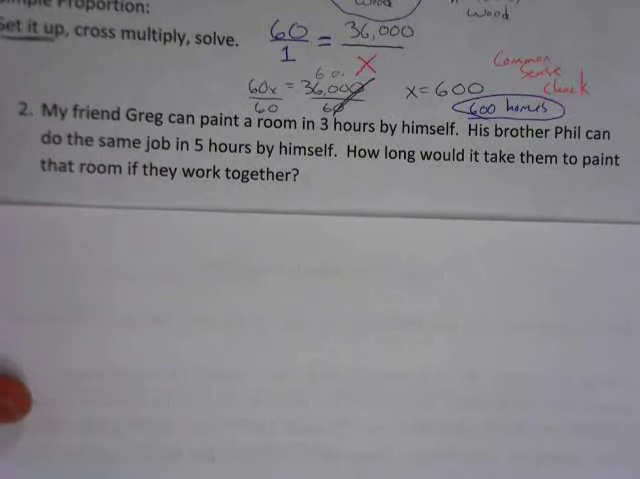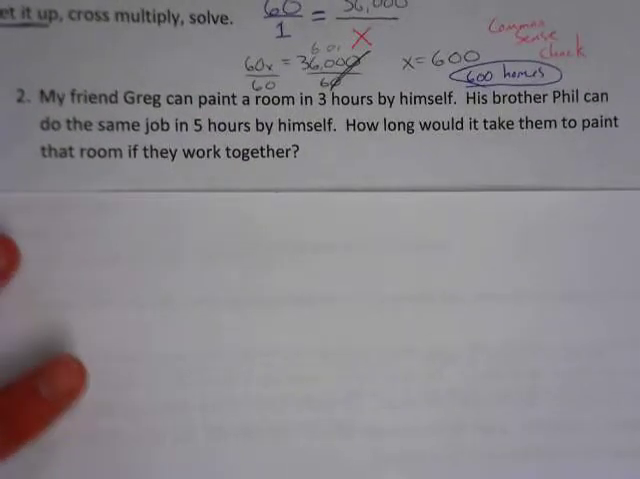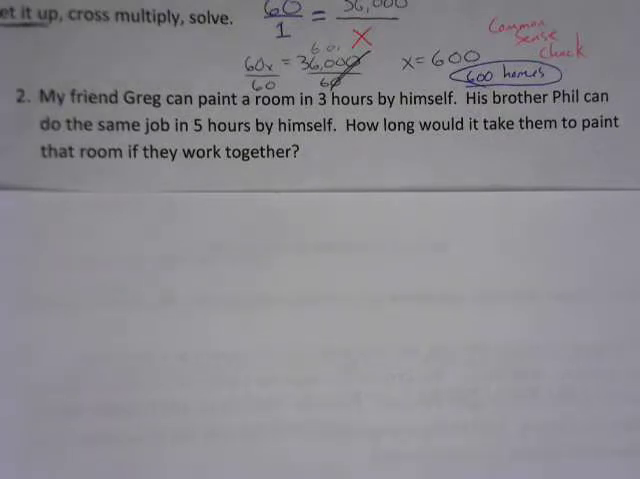Now, what about in another thing? So here's another example, again, taken from the book. My friend Greg can paint a room in 3 hours by himself. His brother Phil can do the same job in 5 hours by himself. How long would it take them to paint that room if they work together? This kind of sounds like the opening problem with my hackers, right? Kind of sounds like that.